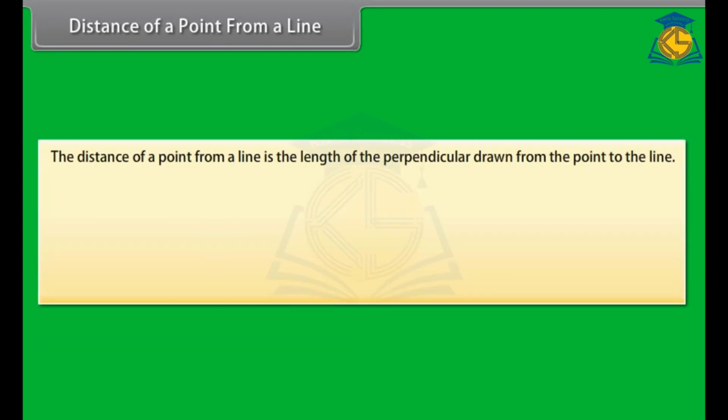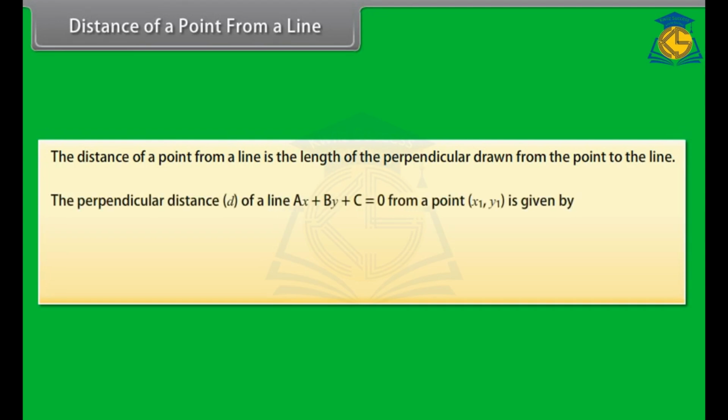Distance of a point from a line. The distance of a point from a line is the length of the perpendicular drawn from the point to the line. The perpendicular distance d of a line ax + by + c = 0 from a point (x1, y1) is given by d = |ax1 + by1 + c|/√(a² + b²).